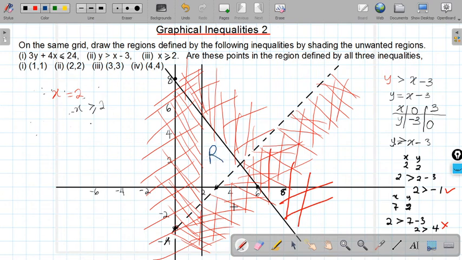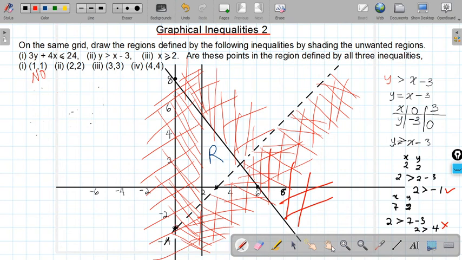Now the next question that follows says, are these points on the region defined by all three inequalities? The first point is (1, 1), x is 1, y is 1. Let's check. You can see it is outside the region, totally outside the region. So this first one is no.